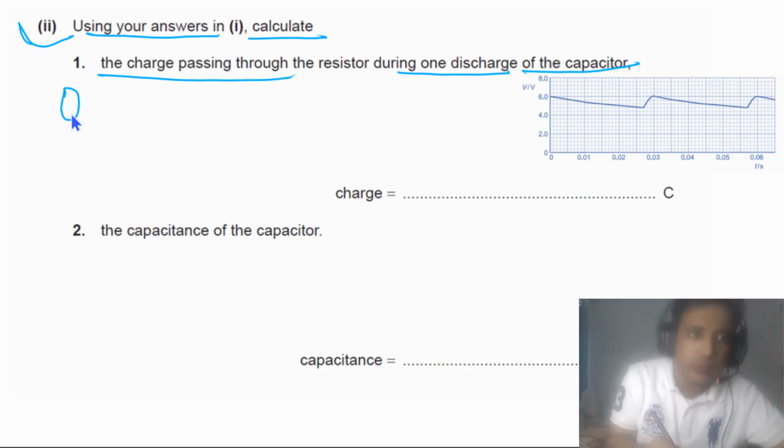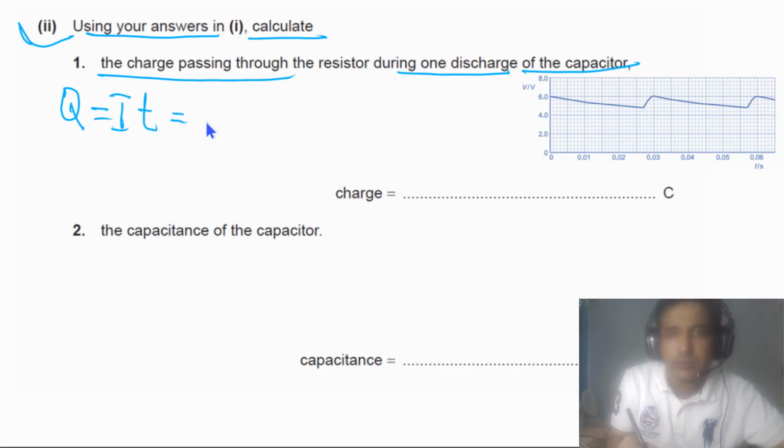So we need to calculate the value of Q. Q is equal to I times T. We have already calculated the mean value of current, so we have to use the mean value of current and the time of discharge, the time taken to discharge. So we can say I times T discharge. I we have calculated in the last part, that was equal to 3.6 times 10 to minus 3 amps, and the value of time interval we have also calculated, that was equal to 0.027.